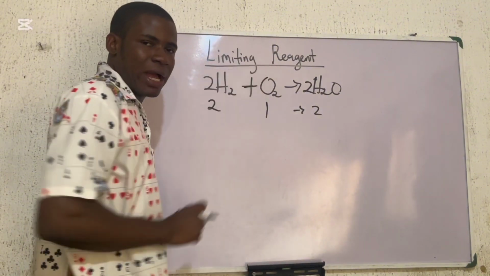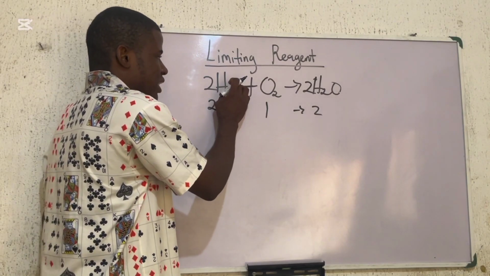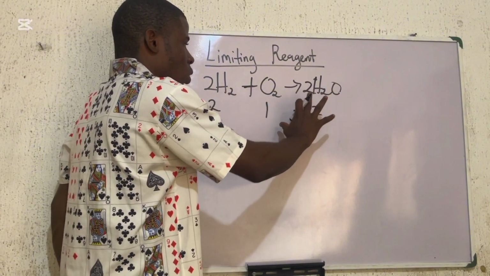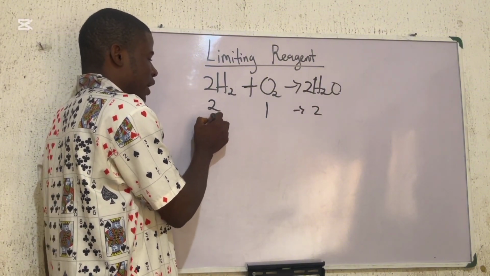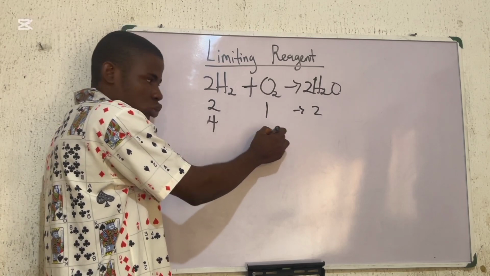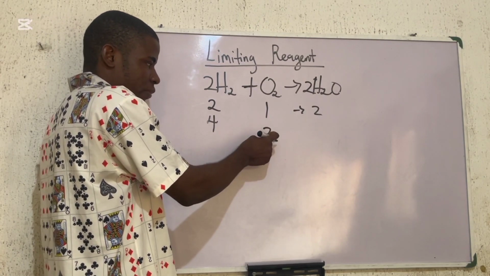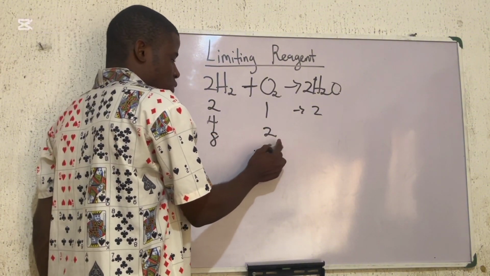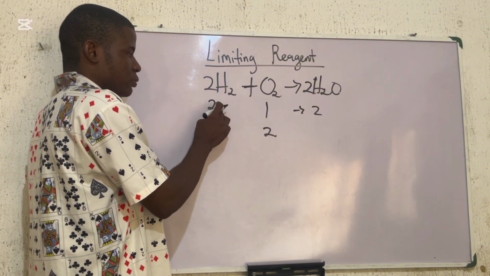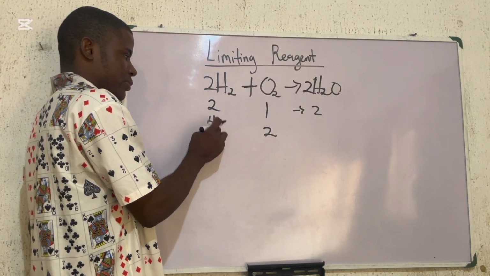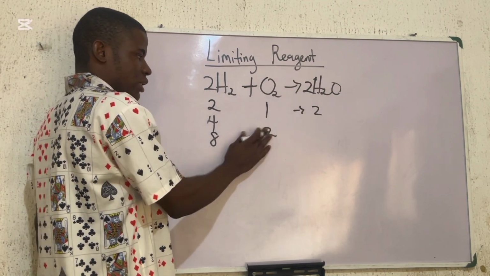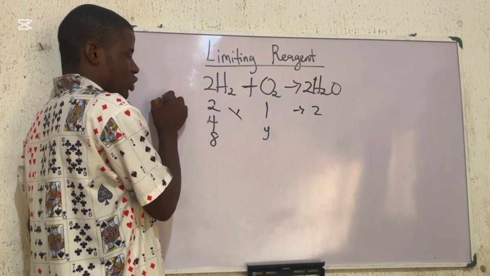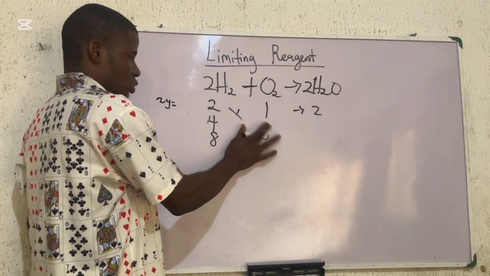Now let me show you what we mean by limiting reagent. Since 2 moles of hydrogen gas react with 1 mole of oxygen, this is the normal one, right? Now we expect 4 moles of hydrogen gas to react with how many? With 2, right? This 4 will react with 2. Let's take it like this: since 2 reacts with 1, 4 will react with an unknown, y. If I cross multiply, 2 times y, 2y, equals 4 times 1. We get 2. Is that correct?